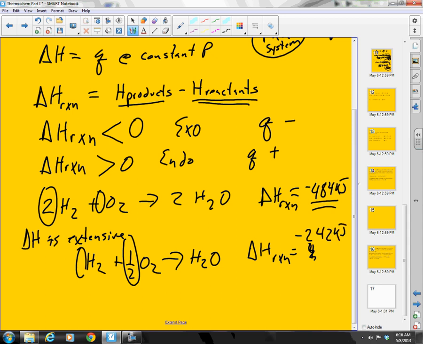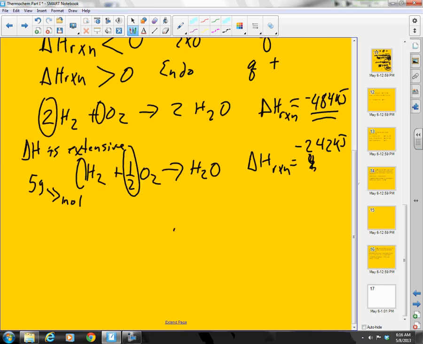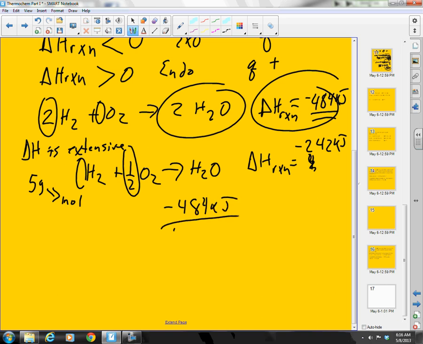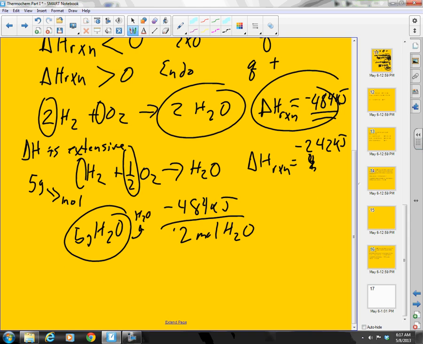And if I didn't have a mole, if I only had 5 grams, then I'd have to convert those grams to moles and then look at the ratio, right? We'd say, based on this, there are negative 484 kilojoules per 2 moles of H2O. So if I only had 5 grams of H2O, what do I have to do? I have to convert the 5 grams of H2O to moles of H2O and then multiply by this ratio, correct?